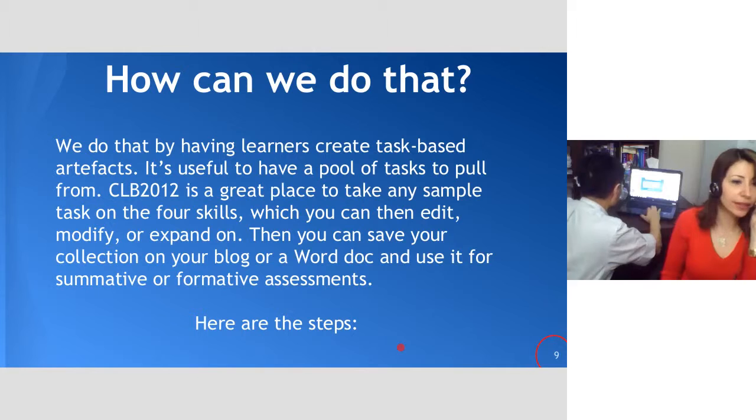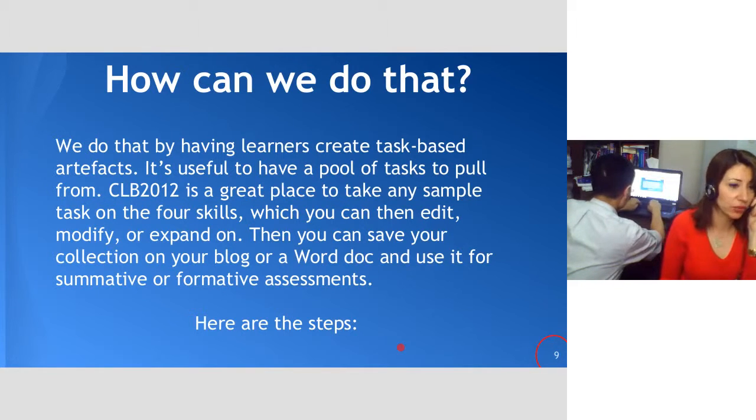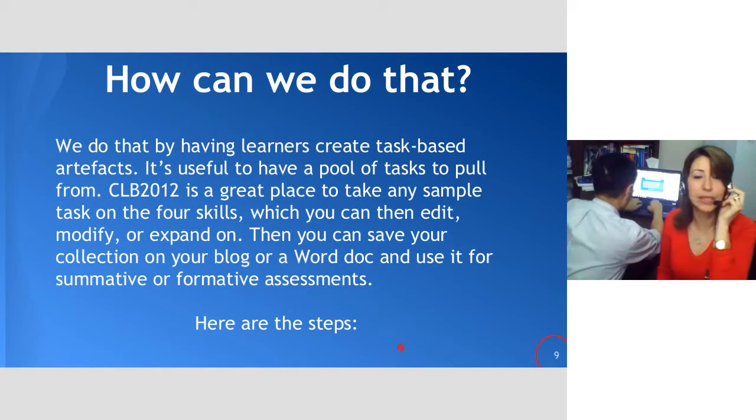Now, to create task-based artifacts, this is something you can do on your own, and the best thing, if you can, is to have a pool of tasks you can pull from. And the best thing is CLB 2012, which is already approved. We don't have to get it approved again. And we have all the tasks for the 4 skills. So that will be our resource. And then we take tasks from there, and guess what? We expand on them. Okay?